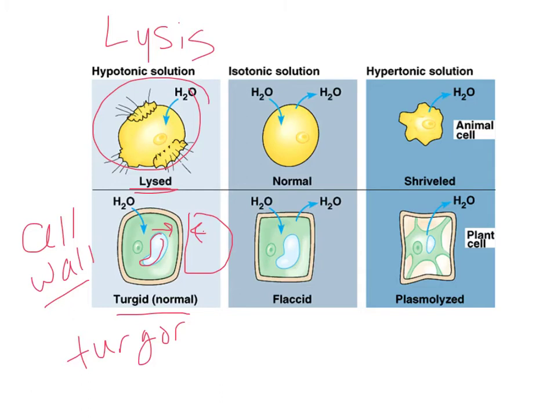When the plant starts to look wilty, that's going to be your flaccid. The plant is starting to wilt, and that means it's in an isotonic solution. For an animal cell, that's when an animal cell is normal. There are equal amounts of water going in and out.